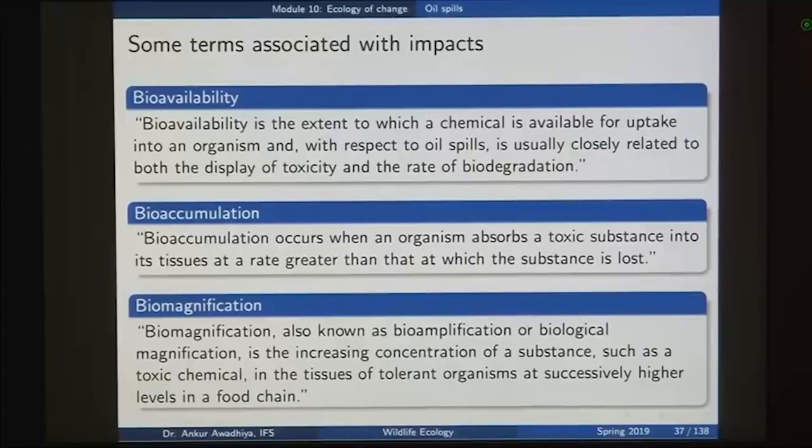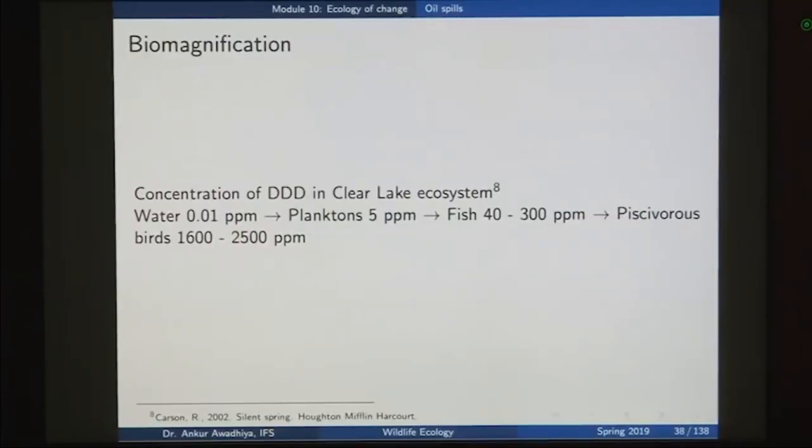Now, another term is that of biomagnification or bioamplification. In the case of biomagnification, there is an increased concentration of a substance, such as a toxic chemical, in the tissues of organisms at successively higher levels in the food chain. And a good example is provided by the concentration of DDT in the Clear Lake ecosystem.